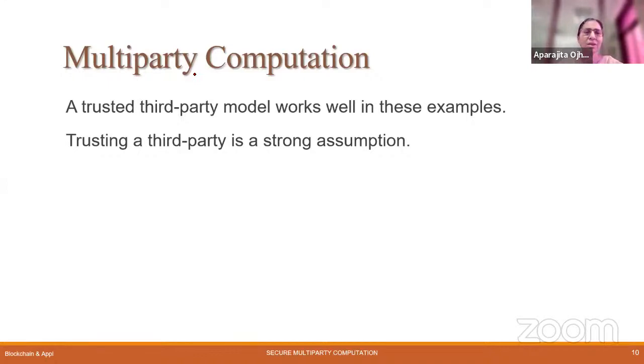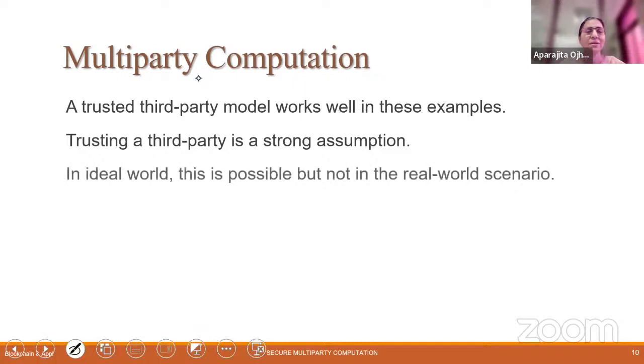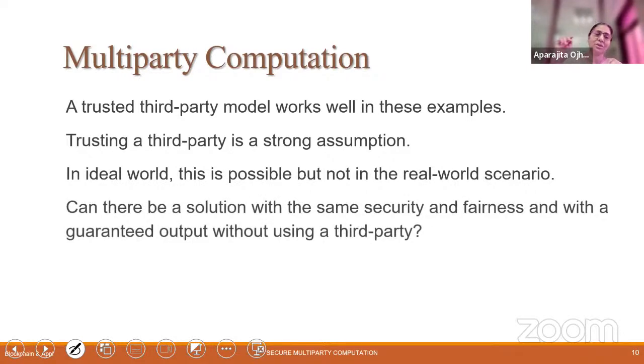So in multi-party computation, a trusted third-party model works well, but not always. If I look at the trusted third party, it's a very strong assumption. And therefore, as I said, in an ideal world, a third party is possible, but not in the real world scenario. Anything we cannot trust here. It's a trustless environment, the digital world. So can there be a solution with the same security and fairness and with a guaranteed output?